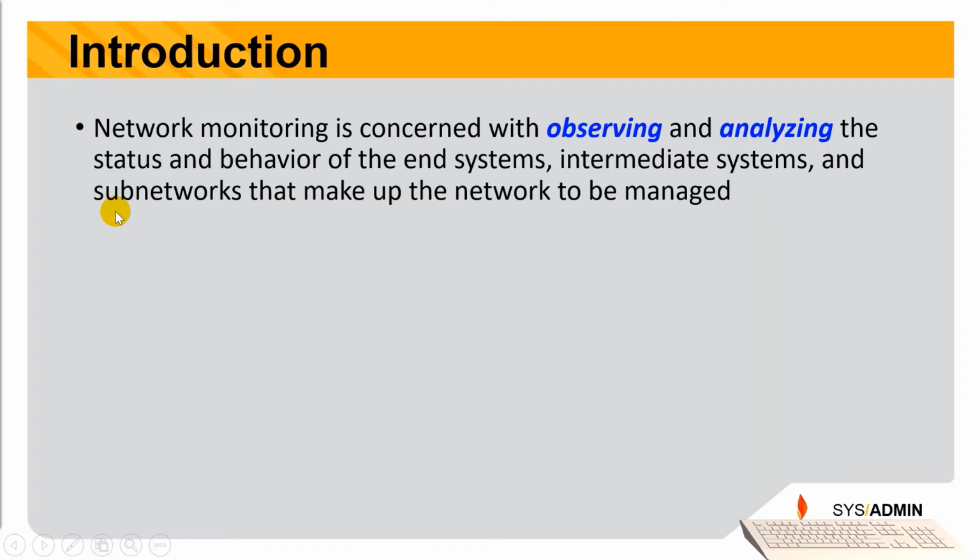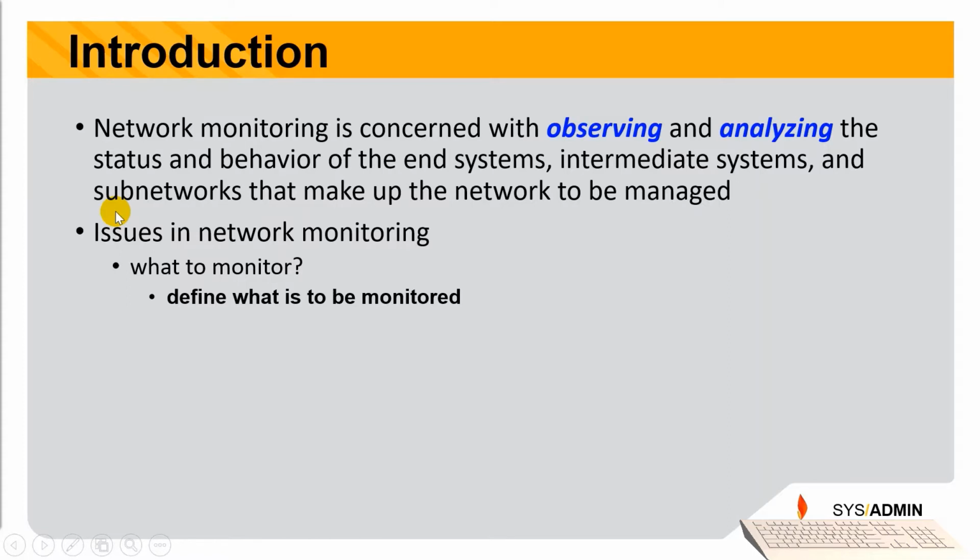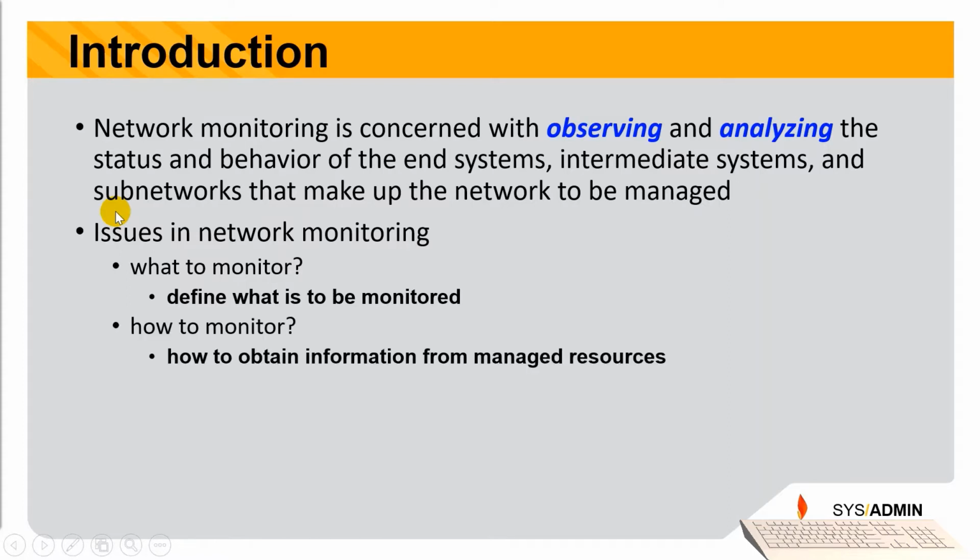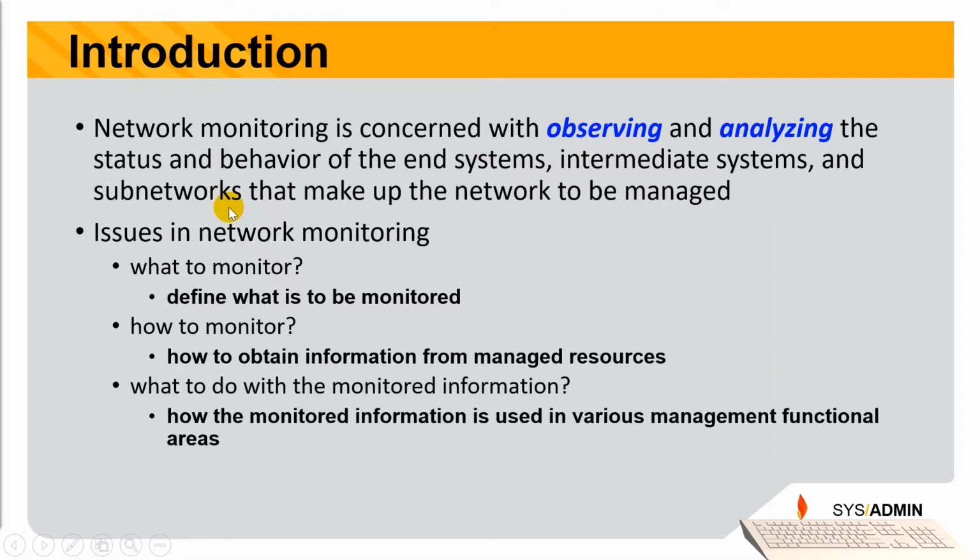So what are the issues in network monitoring? First is what to monitor. As systems administrators, one of our duties and responsibilities is to monitor the network. But what do we have to monitor in the network? Define what is to be monitored. Next, how do we monitor it? How to obtain information from the managed resources. When you say managed resources, this pertains to the managed objects, and these managed objects are the end systems, intermediate systems, and the subnets. And what to do with the monitored information, that is, how the monitored information is used in various management functional levels.